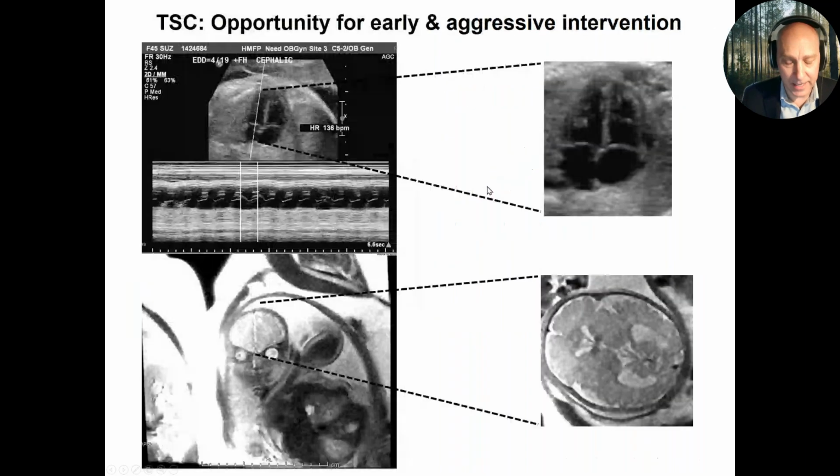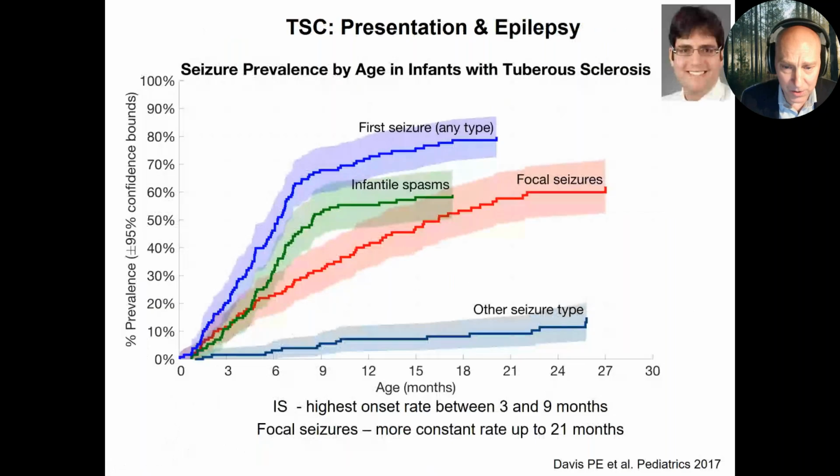And TSC is also interesting because it's often diagnosed before the patient is even born. There will be cardiac rhabdomyomas visible on the screen in the patient's heart. And then if we do prenatal imaging, so of the pregnant mom in the MRI scan, we can actually diagnose tuberous sclerosis formally through imaging or through genetic work. And over time, almost every child with TSC will develop seizures.